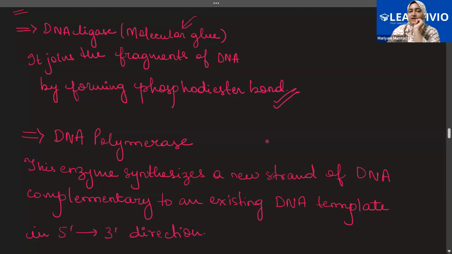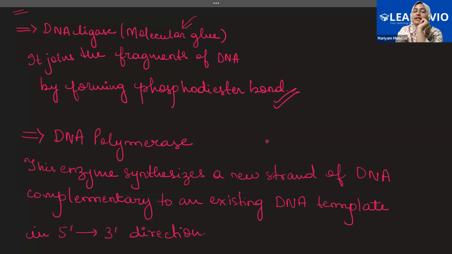It acts like a glue. What it does is join the fragments of DNA together, though not in the literal sense of joining. Rather, it helps in forming the bond between the two fragments. Which kind of bond? A phosphodiester bond is formed yet again so that the fragments of DNA can be joined up.